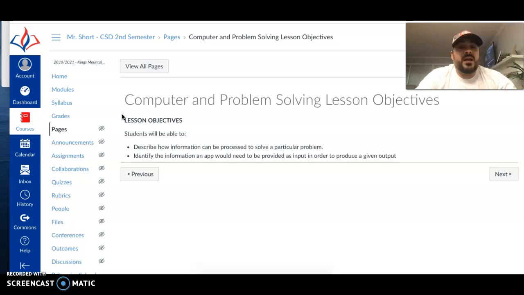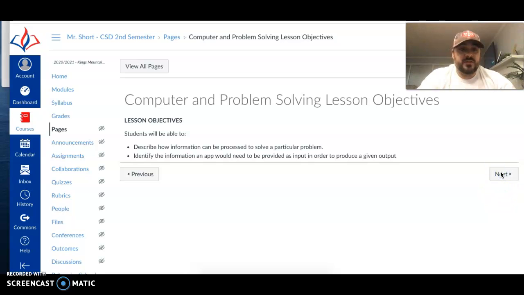Now, in the first few weeks of class we discussed problem solving. We talked about the steps of the problem solving process, what a problem is, how we go about solving problems, and the methods we use. The last couple of weeks we've talked about computers and the parts of a computer, and now we're going to put those things together and discuss the roles that computers play in problem solving.